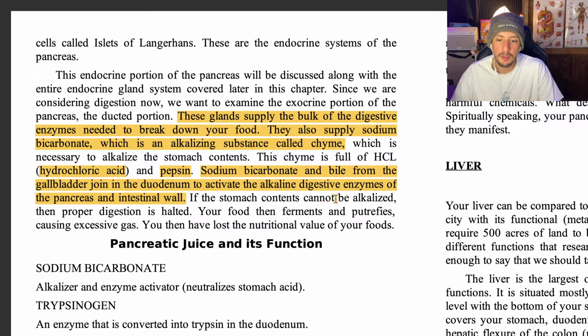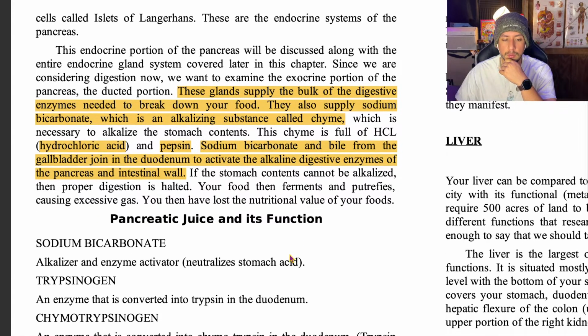If the stomach contents cannot be alkalized, then proper digestion is halted. Your food then ferments and putrefies, causing excessive gas. You have then lost the nutritional value of your foods. So this just tells you how important glands are, because all of this needs to be communicated. You need to make sure you're getting the stuff when you need it, and if you're asking too much, sometimes it gets halted and you just don't get anything out of it.